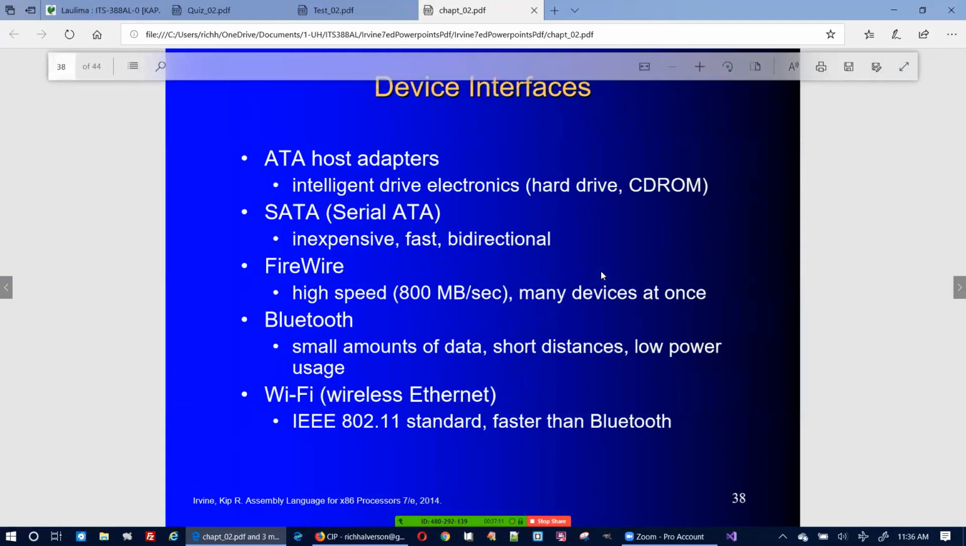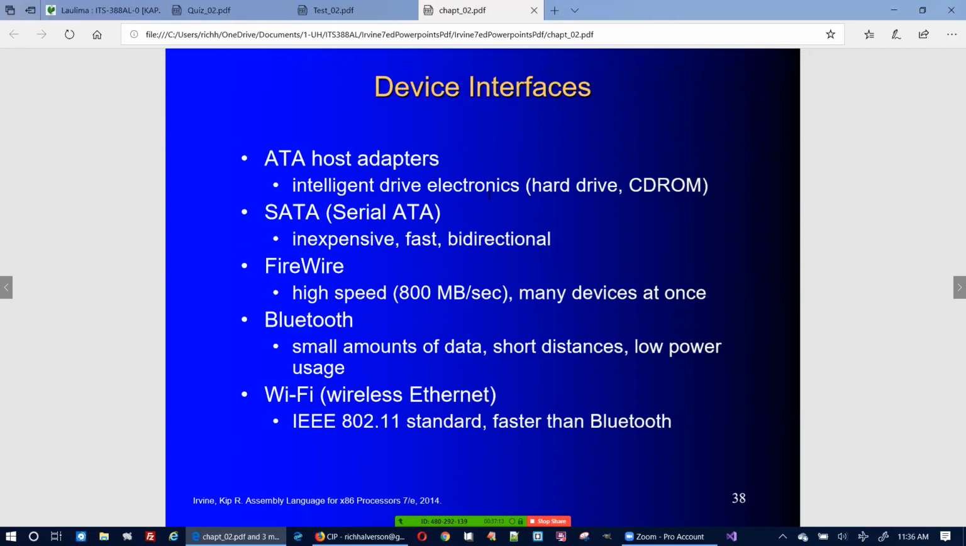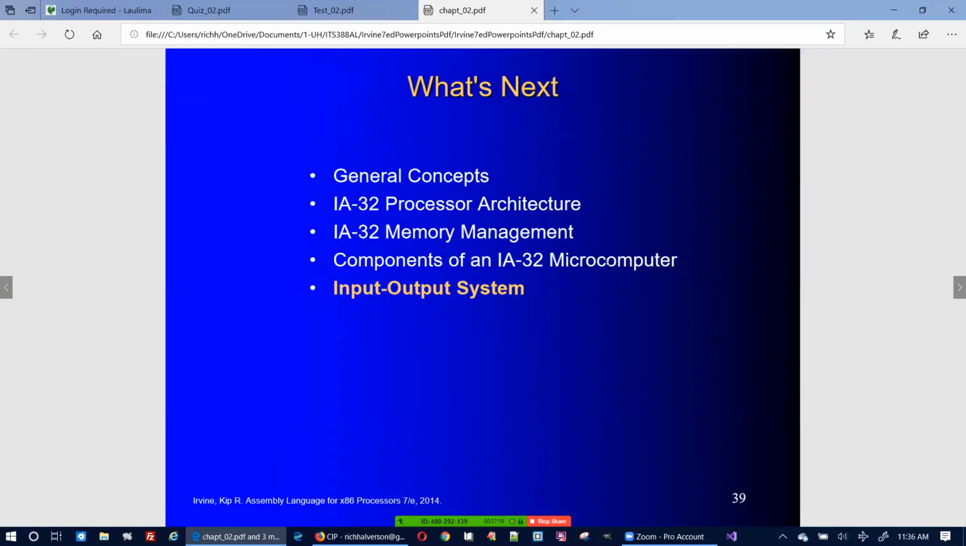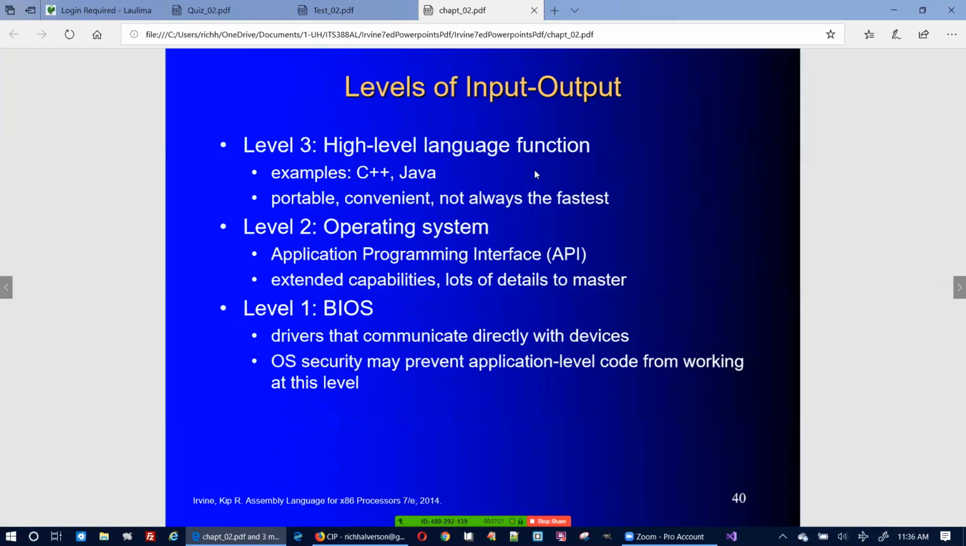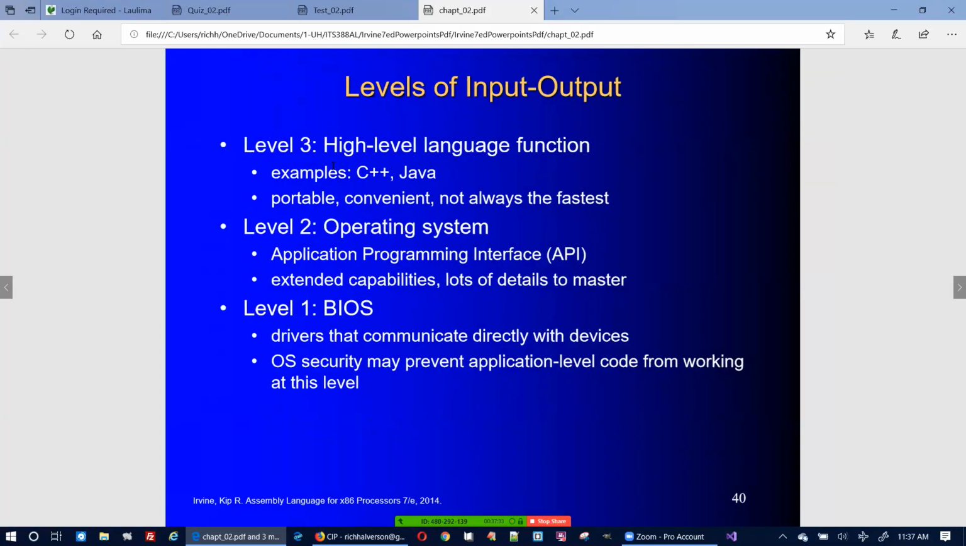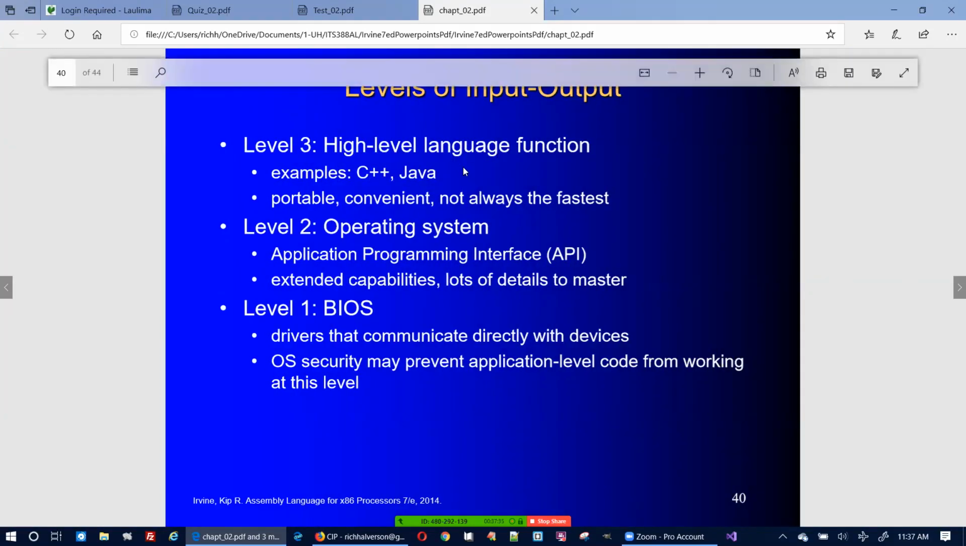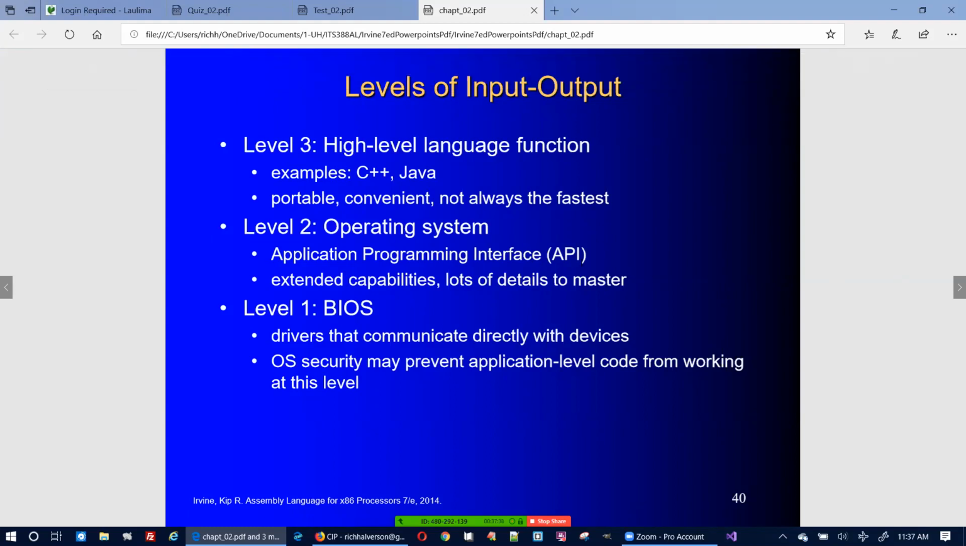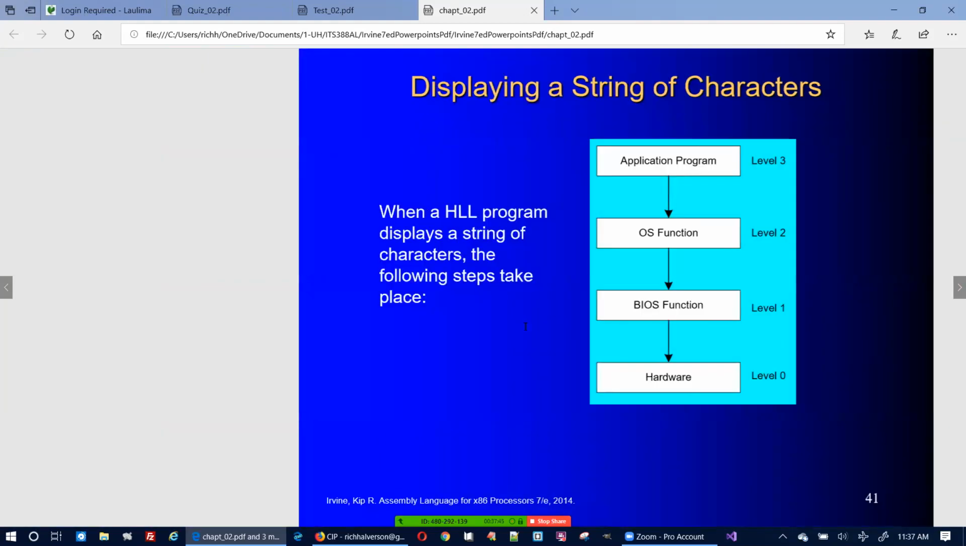These are device interfaces for disk drives. They need to be faster. Other kinds of interfaces. Input-output system. Levels of input-output system. There's I/O at level 1, which is assembly, I/O at the operating systems level, and I/O at the high-level language level. Here you're writing to the printer or whatever. At the operating system level you're writing probably to ports and so on. Here you're writing bytes to ports and reading bytes from ports.